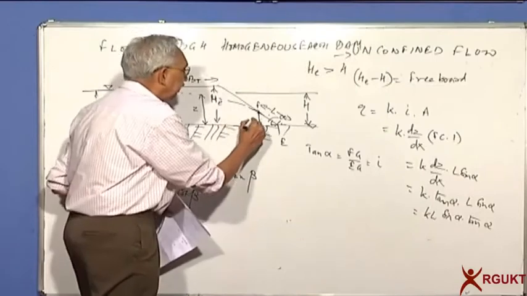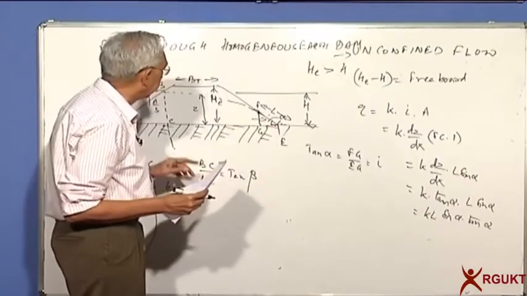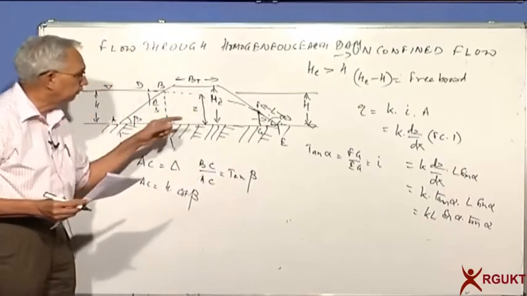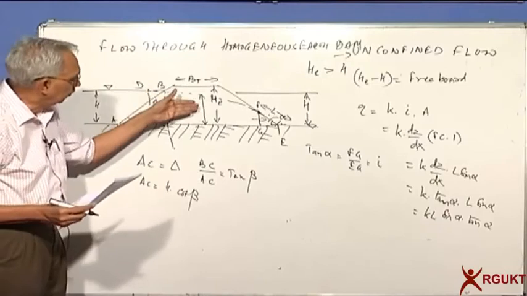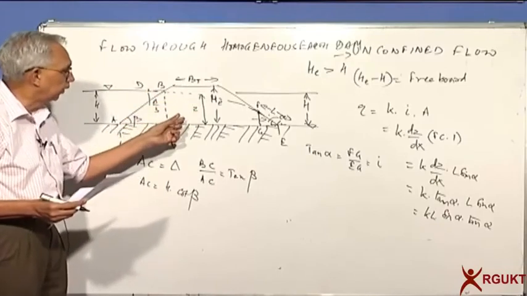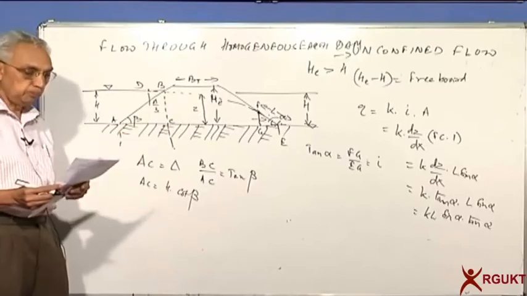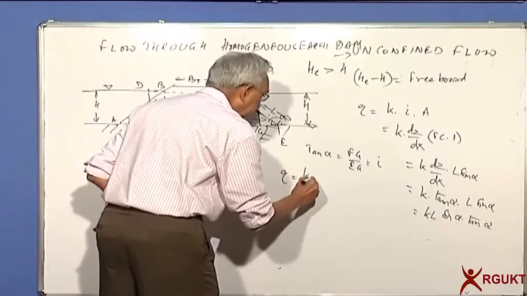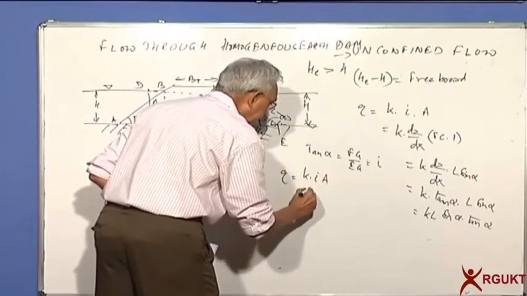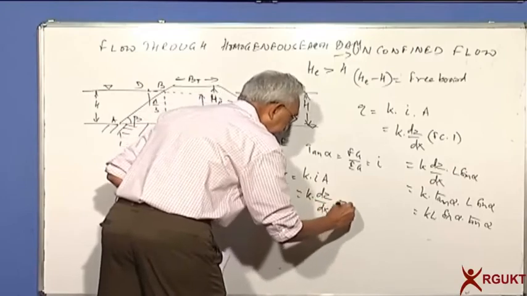The flow into this small triangle, that is what it is going. Let us try to find out the flow at any other point. The height here is z, so the flow path is z into 1 and the gradient is dz by dx, which is what Dupuit's assumption is. So Q is also equal to KIA, which is K dz by dx into z into 1.